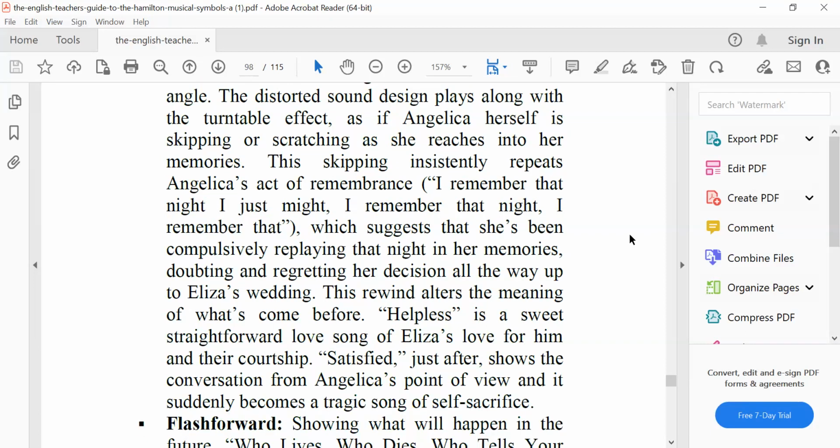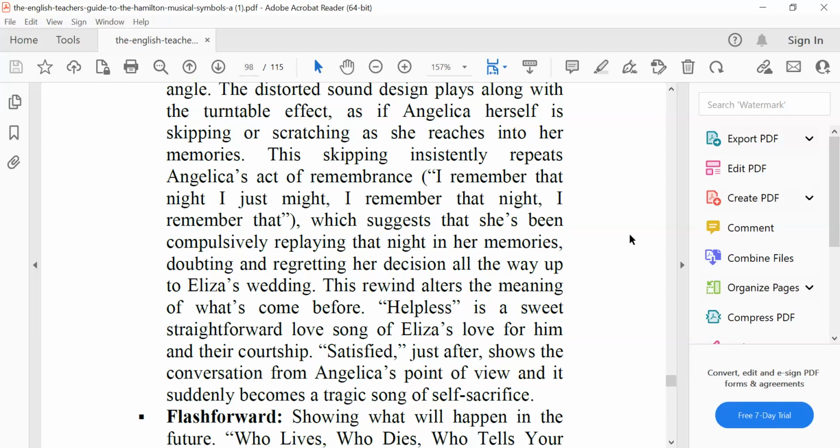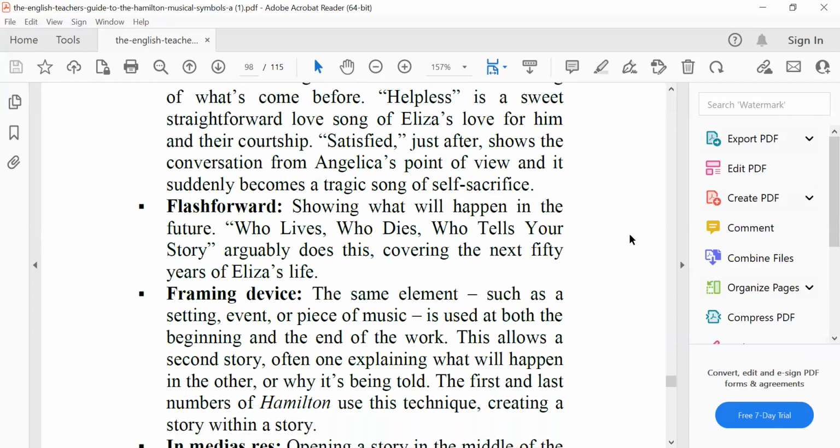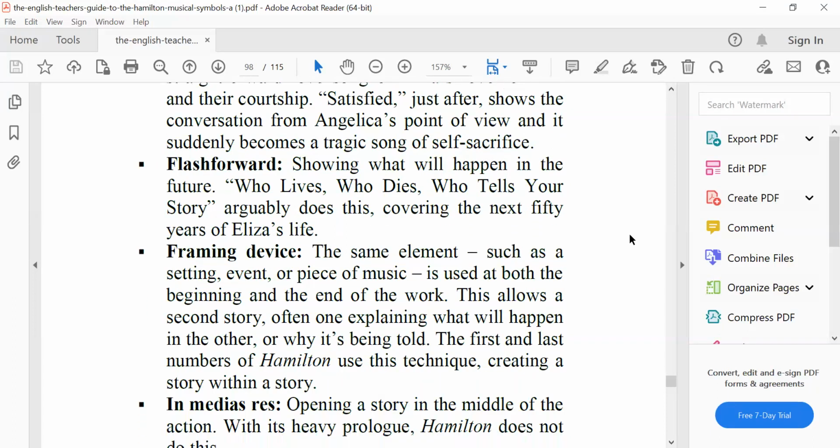We get extra symbolism with distorted sound, like they're actually rewinding a tape or moving a record backwards. And her "remember, remember, remember, remember." Again, sounds like we're cycling, cycling, cycling. And of course, it changes the meaning of what happened in Helpless and the wedding.